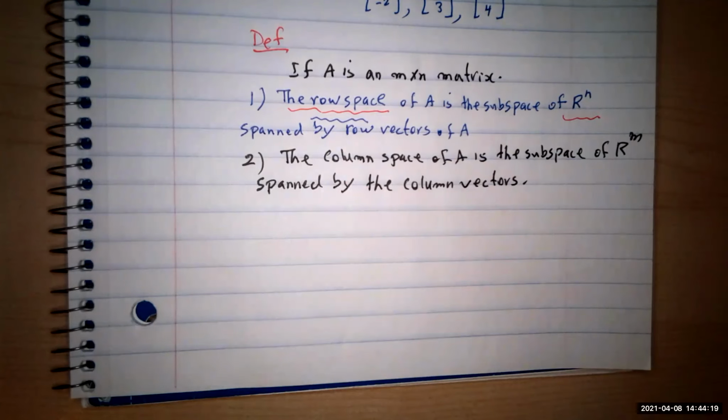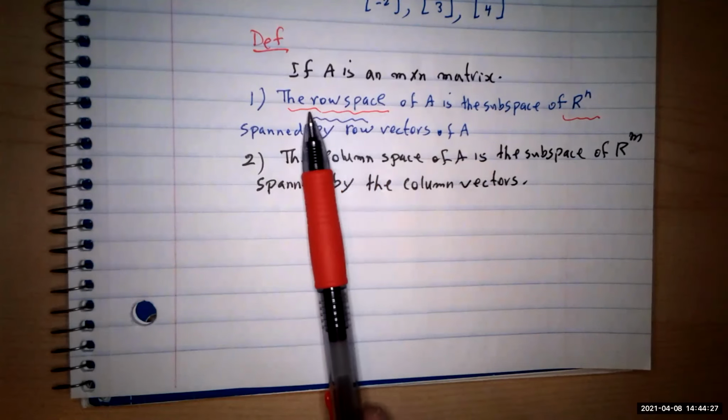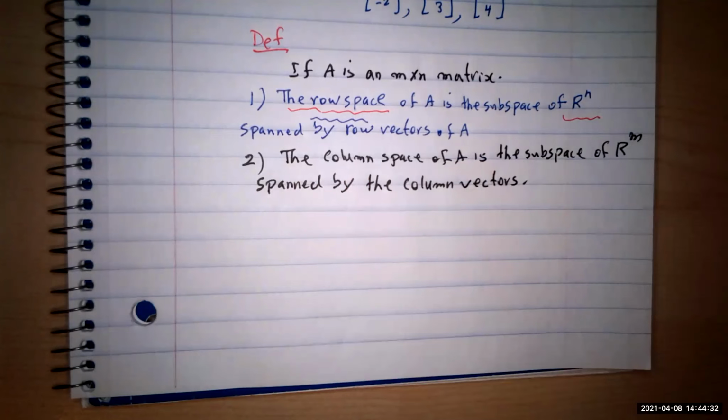Now, how are we going to do it? You need a basis. So if you have a basis for the row space, then you know that each vector is going to be a linear combination of those basis vectors. How are we going to find it?